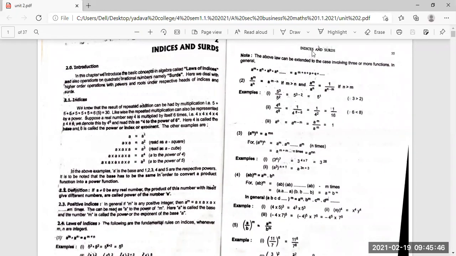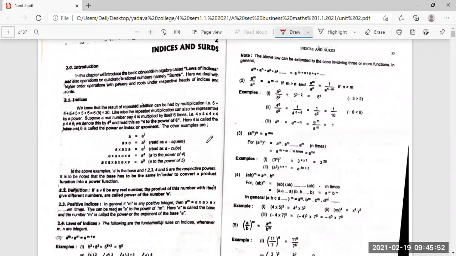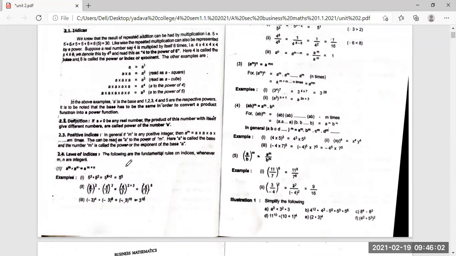So now we are going to talk about indices. In this indices, you already know about it, but now I'm going to explain it. A law of indices is nothing but a rule that we are going to apply for positive and negative indices.